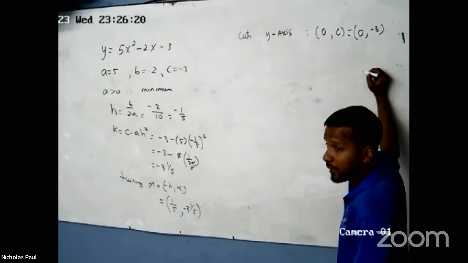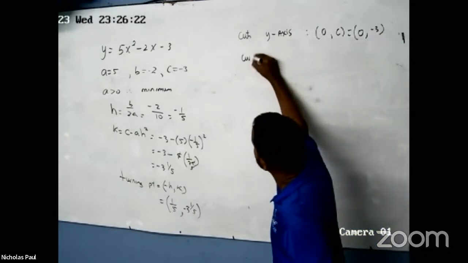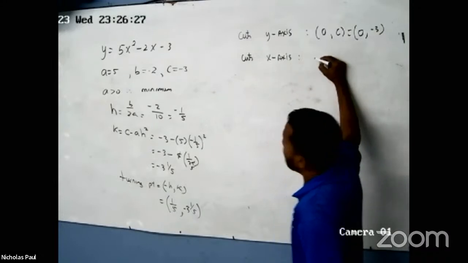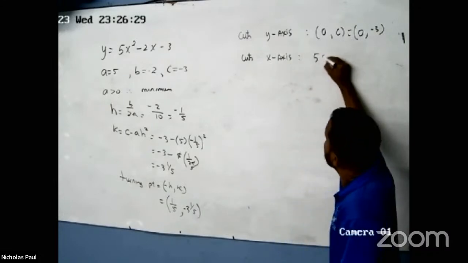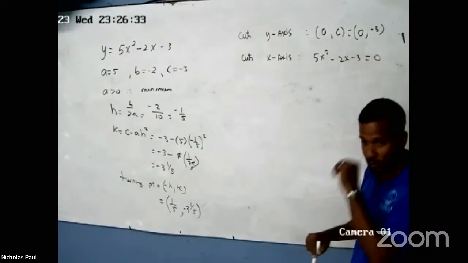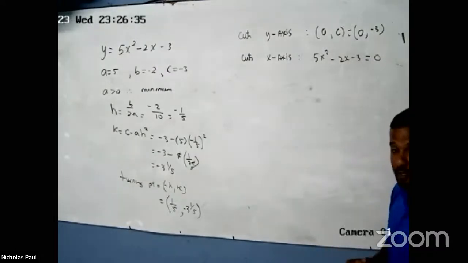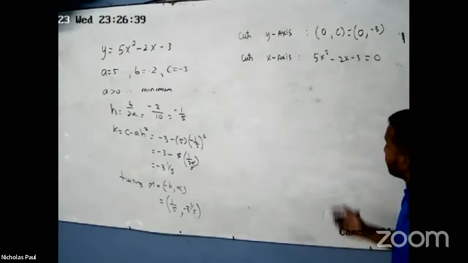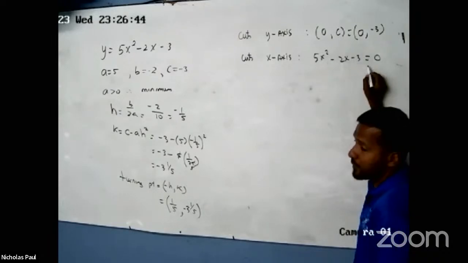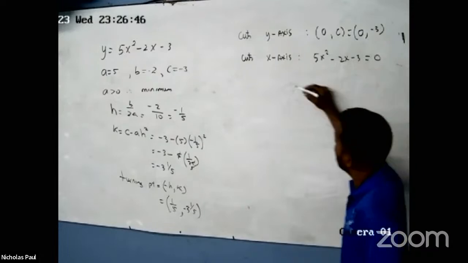That's okay? And the last thing we did was where it cuts the x-axis. I told you you have to take 5x squared minus 2x minus 3 and make it equal to 0. That's okay? Before I forget, work with graph paper next week, okay? So 5x squared minus 2x minus 3: you have to use the formula and solve it.